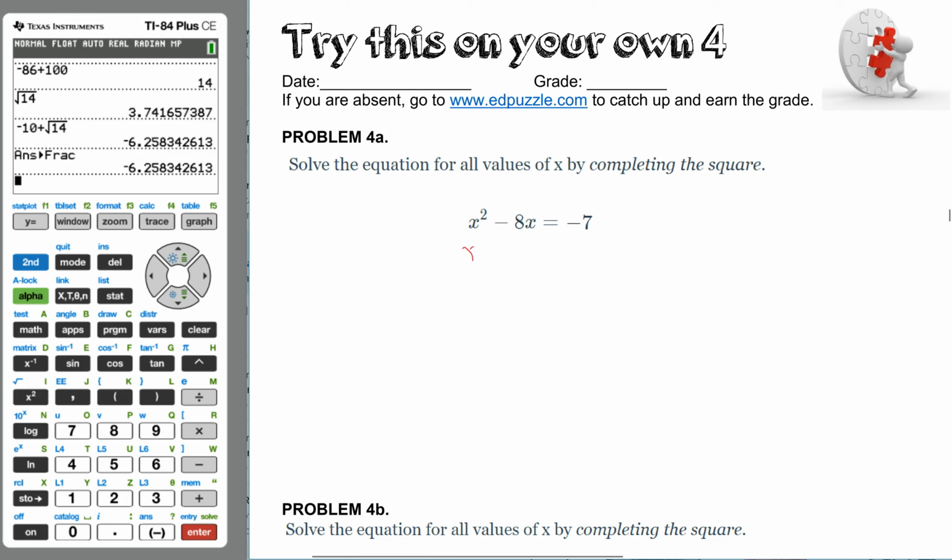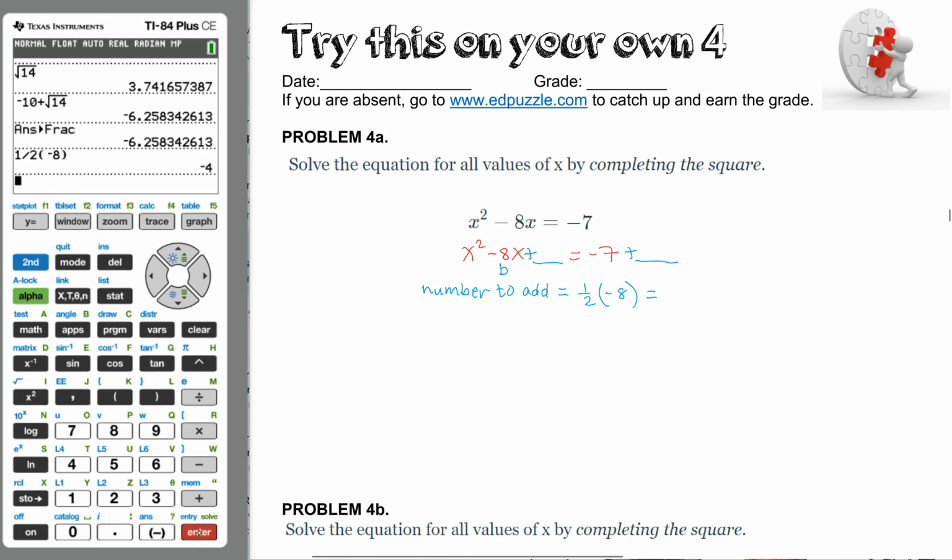So we have now x squared minus 8x equals negative 7. We are trying to add a number now, so this is plus something, plus something. Number to add equals 1/2. It's always 1/2 of the b term. So this is your b term, which is negative 8. So you have 1 divided by 2 times negative 8. Press enter. So we have here negative 4.